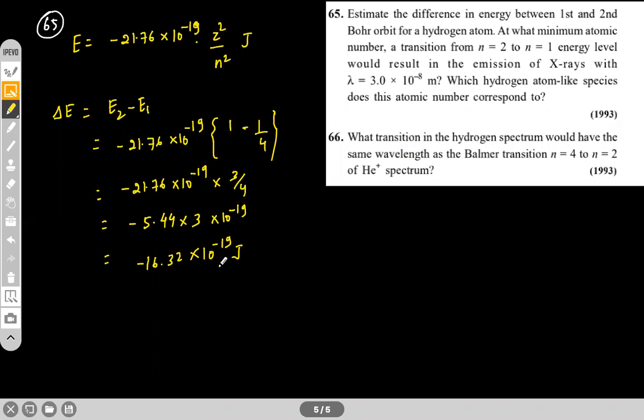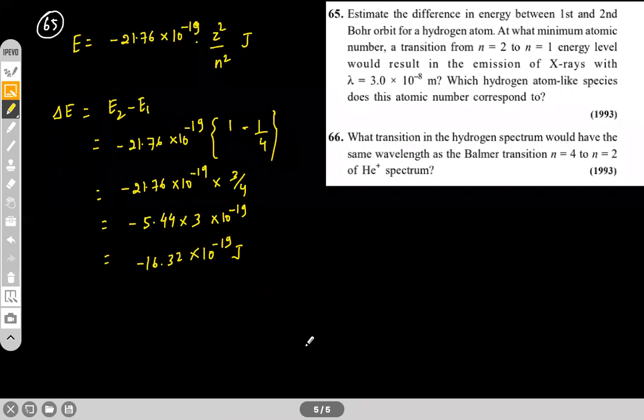Now, at what minimum atomic number would a transition from N2 to N1, which is this, result in the emission of X rays with lambda this? Right, so the wavelength is given here. So first of all, we'll find out what is the energy difference we have, which results in this particular wavelength. That is what the question is.